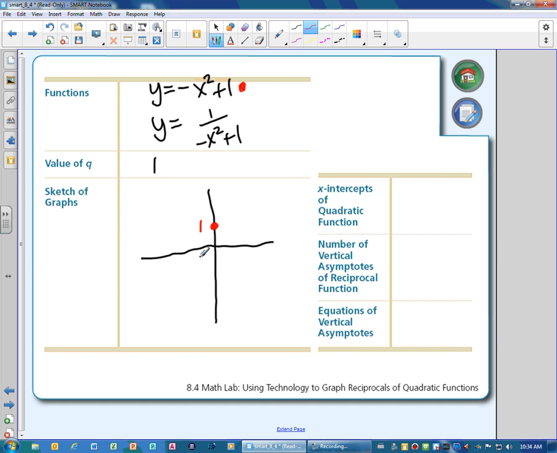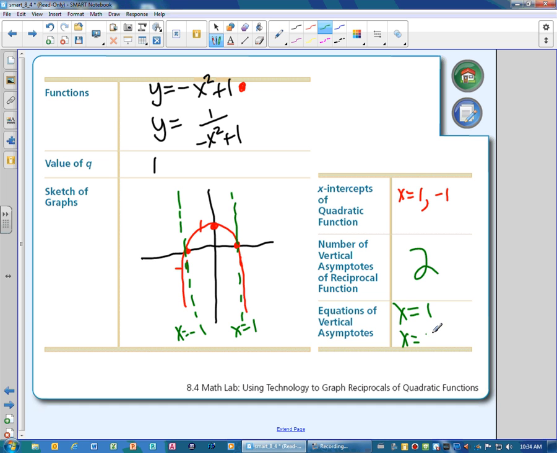Y-intercept of 1, goes downwards. My a is negative 1. My intercepts are 1 and negative 1, and this time it goes down. X-intercepts 1 and negative 1. Number of vertical asymptotes: if it crosses twice, I have 2 vertical asymptotes. Where are they? They're at 1 and negative 1.